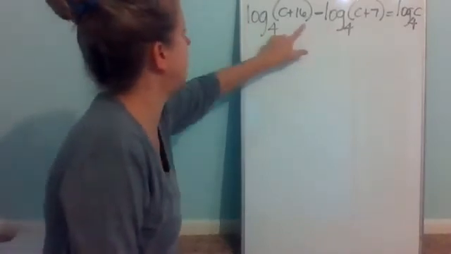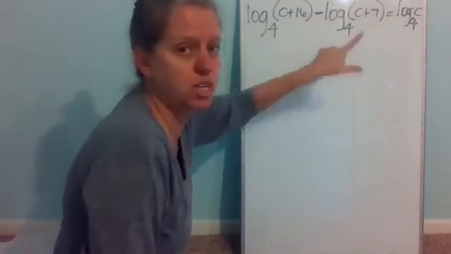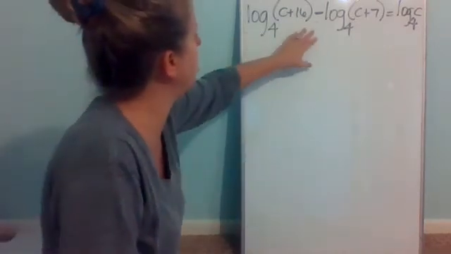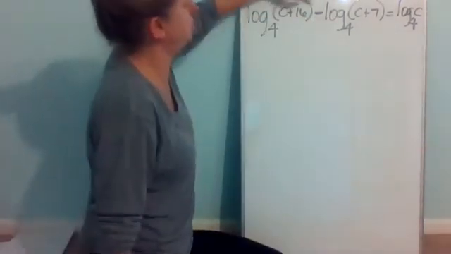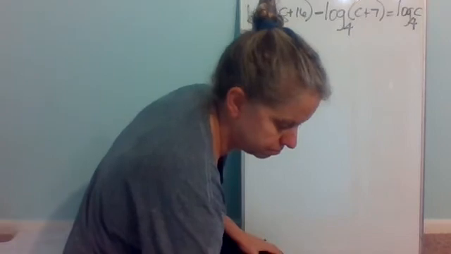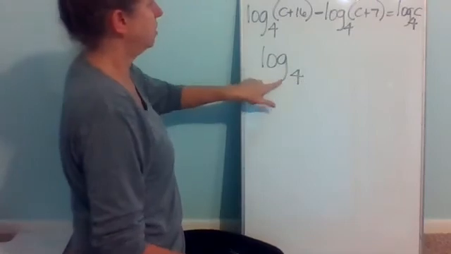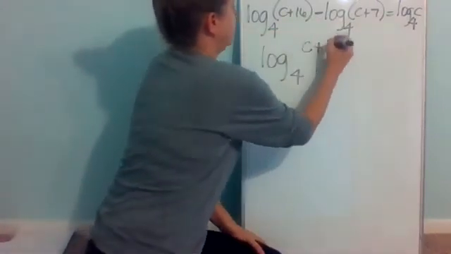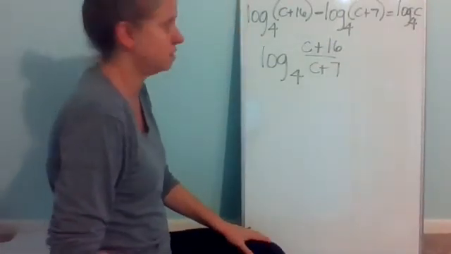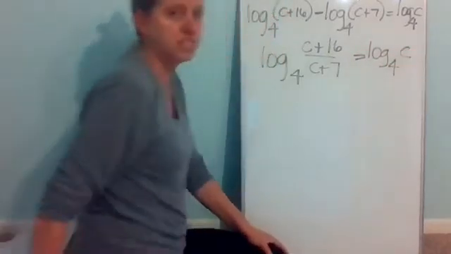So again, look at the left side. I can clean that up by rewriting this minus of 2 logs base 4s, turning it into a single logarithm. When I turn it into a single logarithm, since it's minus, I'm going to have the c plus 16 over the c plus 7. So let's see, I have log base 4, put one over the other. So c plus 16 over c plus 7 equals log base 4 of c.